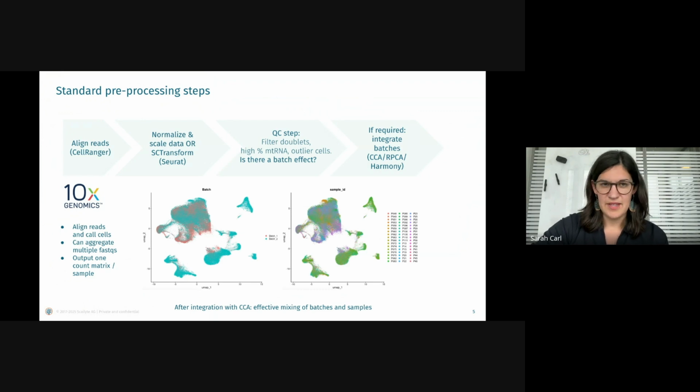Here we've applied CCA integration, and you can see that both the batch effect and the sample-specific heterogeneity are pretty well mitigated. Although the overlap is not perfect, we do see a high degree of mixing, and it looks like there's still a good amount of structure conserved in the dataset, so it's not just one big blob.